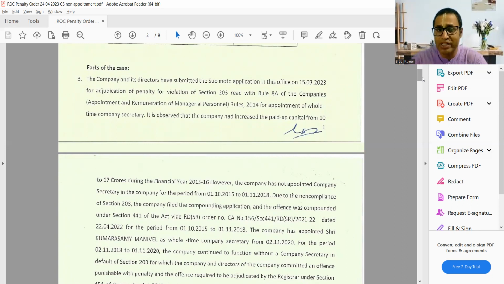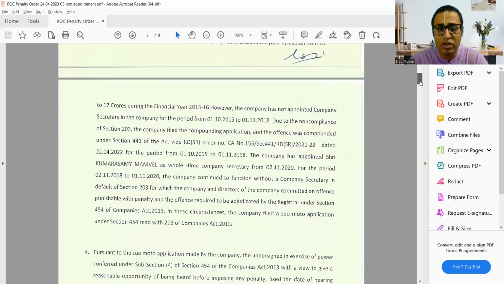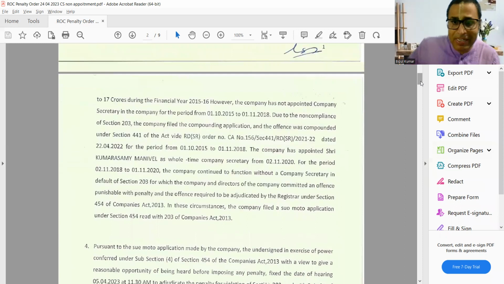Due to non-compliance of section 203, the company filed a compounding application. The offense was compounded under section 441 on 22nd April 2022 for the period from 1st October 2015 to 1st November 2018. The company appointed a whole-time company secretary from 2nd November 2020. For the period of 2nd November 2018 to 1st November 2020, the company continued to function without a company secretary, and in default of section 203, the company and the officers in default committed an offense.